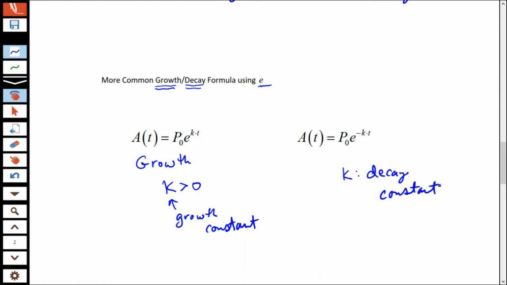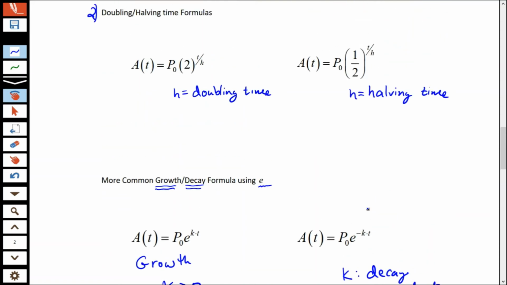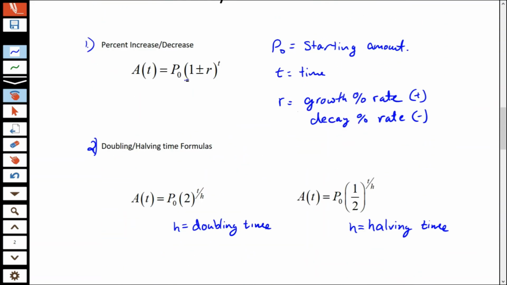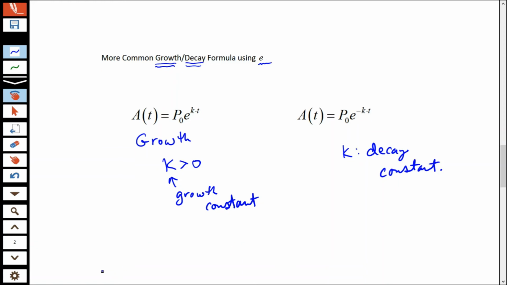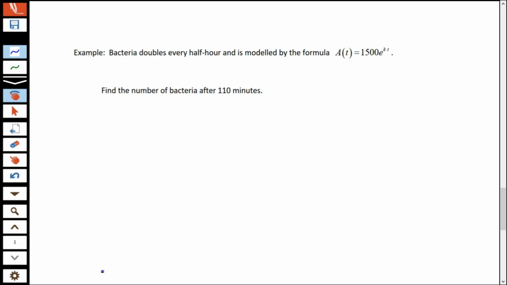Okay, so now growth rate is your percentage, and that's part of the simple interest formula that we have up here in Formula 1, and the decay and growth constant is part of that exponent, e to the kt. And you can actually go back and forth between doubling time and this exponential model with e as your base, okay? So I'm going to do an example here for you.